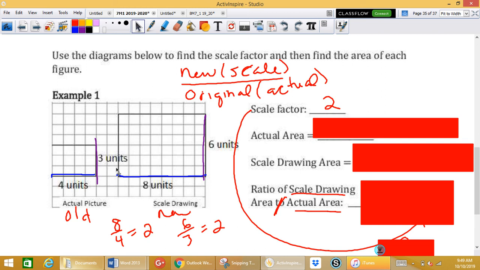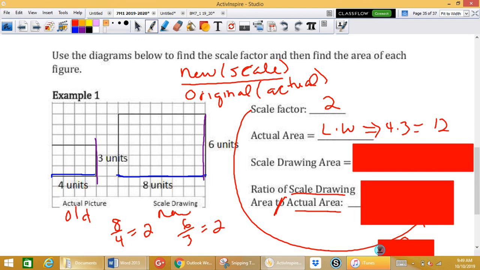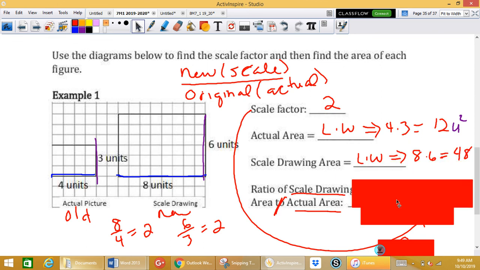The actual area, well, this one, 4 times 3. So length times width is 4 times 3, which is 12 units squared. And then the scale drawing is length times width, so it's 8 times 6, which is 48 units squared.